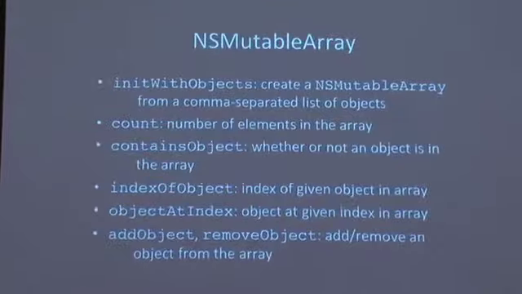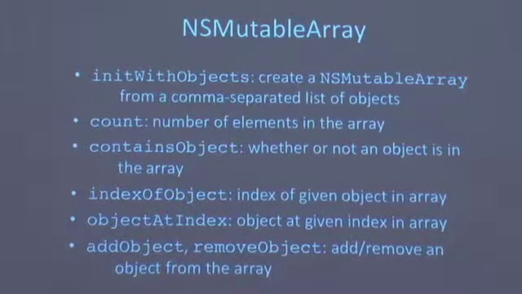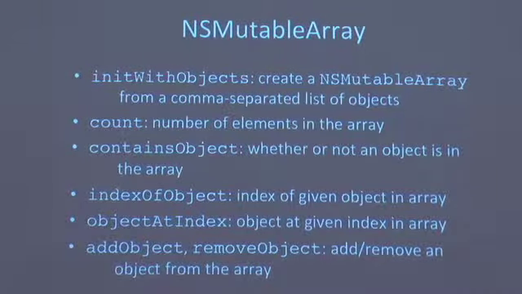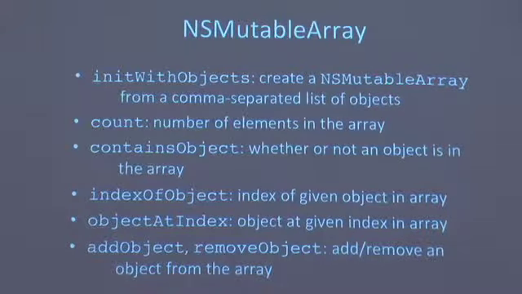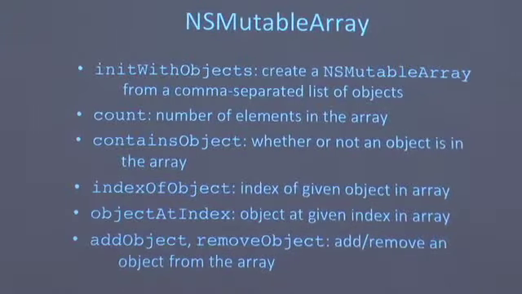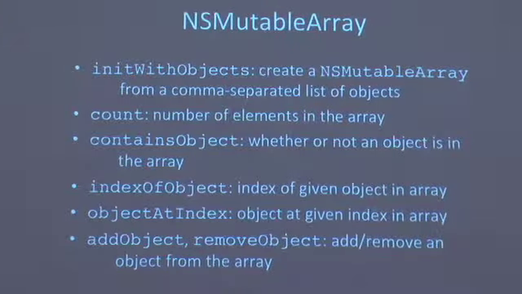All right, 2 others. NSMutableArray. This is essentially just an array object. It lets us store a number of objects inside of it. We can init with a number of objects, comma separated, when we're first creating it. We can get the count back. We can check if an NSMutableArray contains an object. We can get the index of an object if we give it the object that we're looking for. We can check for the object at an index. So if we give it the index number, we can get the object that's in there. And then we can add and remove objects as well.